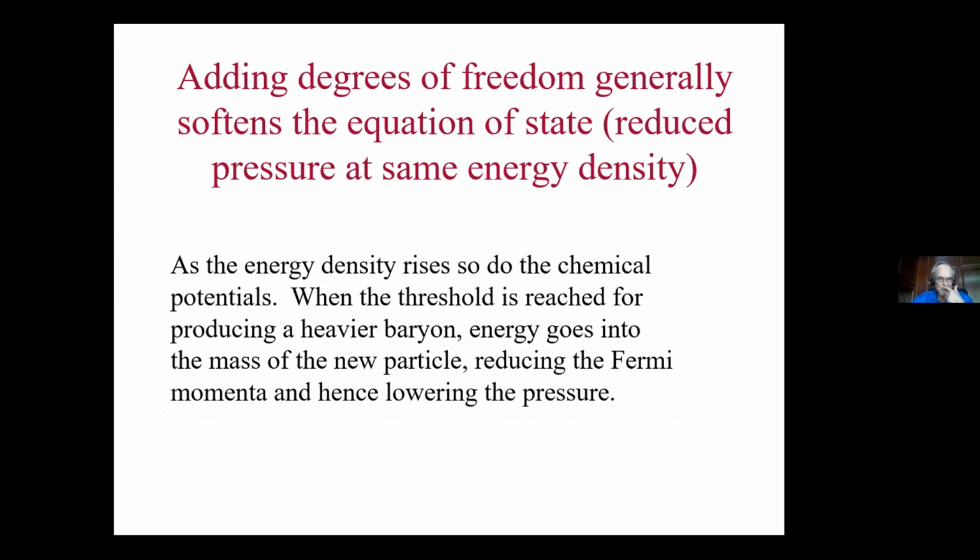That's all fine. Many people have constructed equations of state. The problem is that when you add degrees of freedom, that generally softens the equation of state. What it means to soften the equation of state is that if you fix the energy density, the pressure goes down. Fix energy density, pressure goes down. Why is that? It's because once you reach the threshold for producing a heavy baryon, you put energy into the mass of that baryon. That means there's less energy going into fermion momentum for the remaining baryons, and that lowers the pressure, lowers it compared to what it would have been without the hyperon or hyperons.